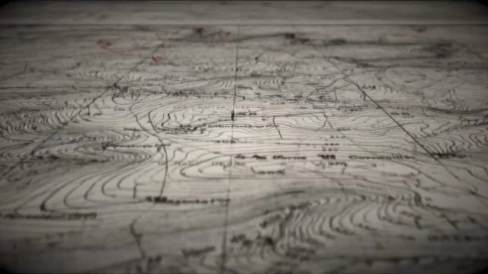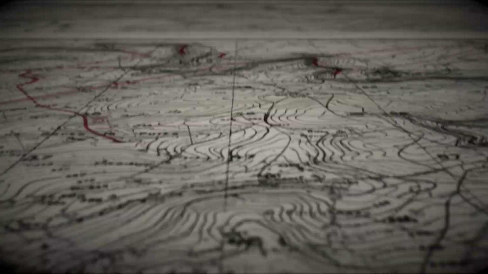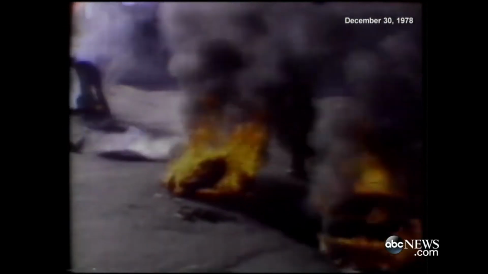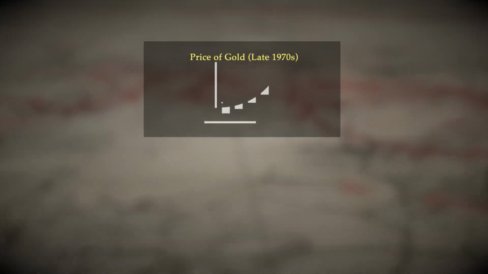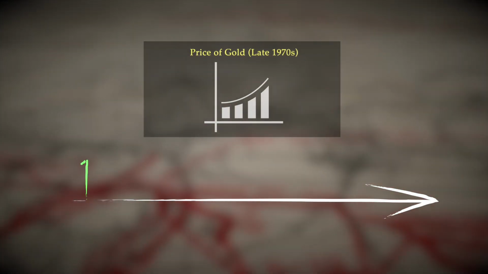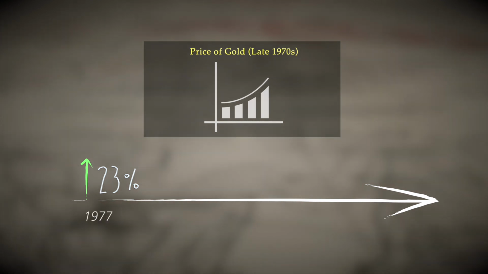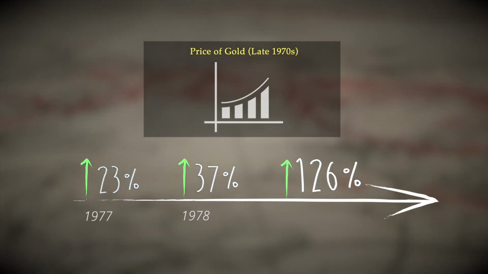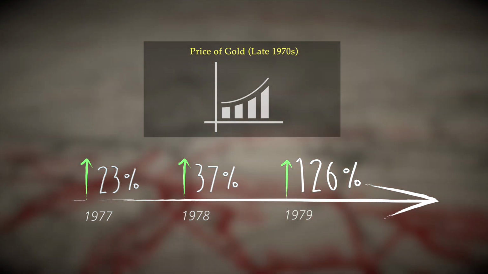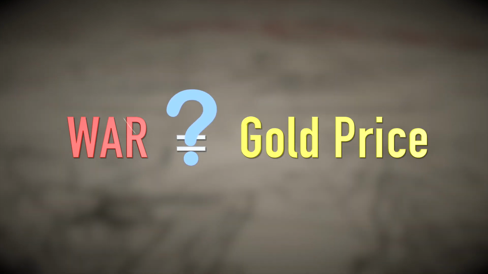From 1975 to 2015, there were numerous war occasions for us to study. The late 1970s saw many upheavals, including the Iranian Revolution in 1978 and the Iran-Iraq War in 1979. This period saw heightened activity in gold prices. Gold price rose 23% in 1977, 37% in 1978, an incredible 126% in 1979. But does war equal a rising gold price? Let's look at more examples.